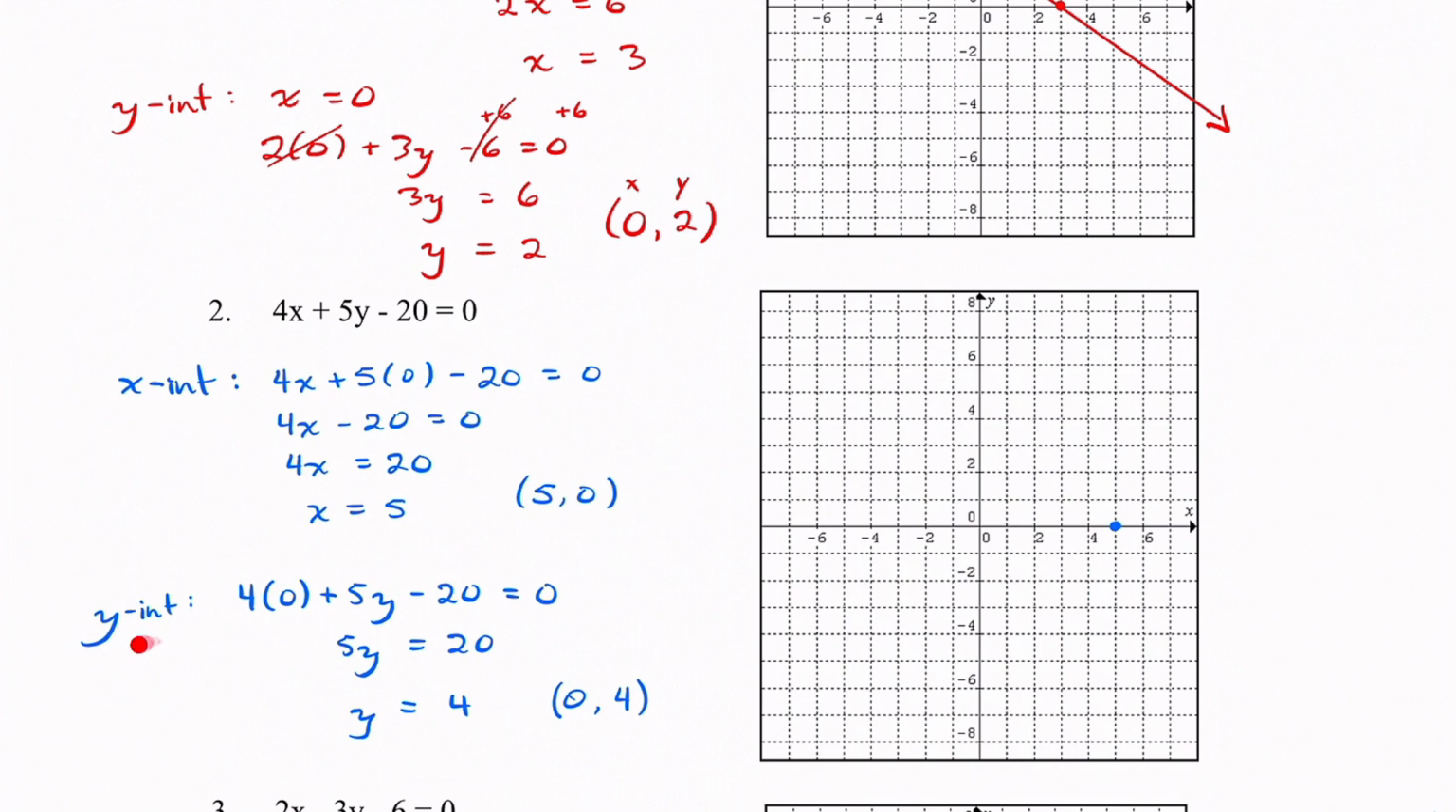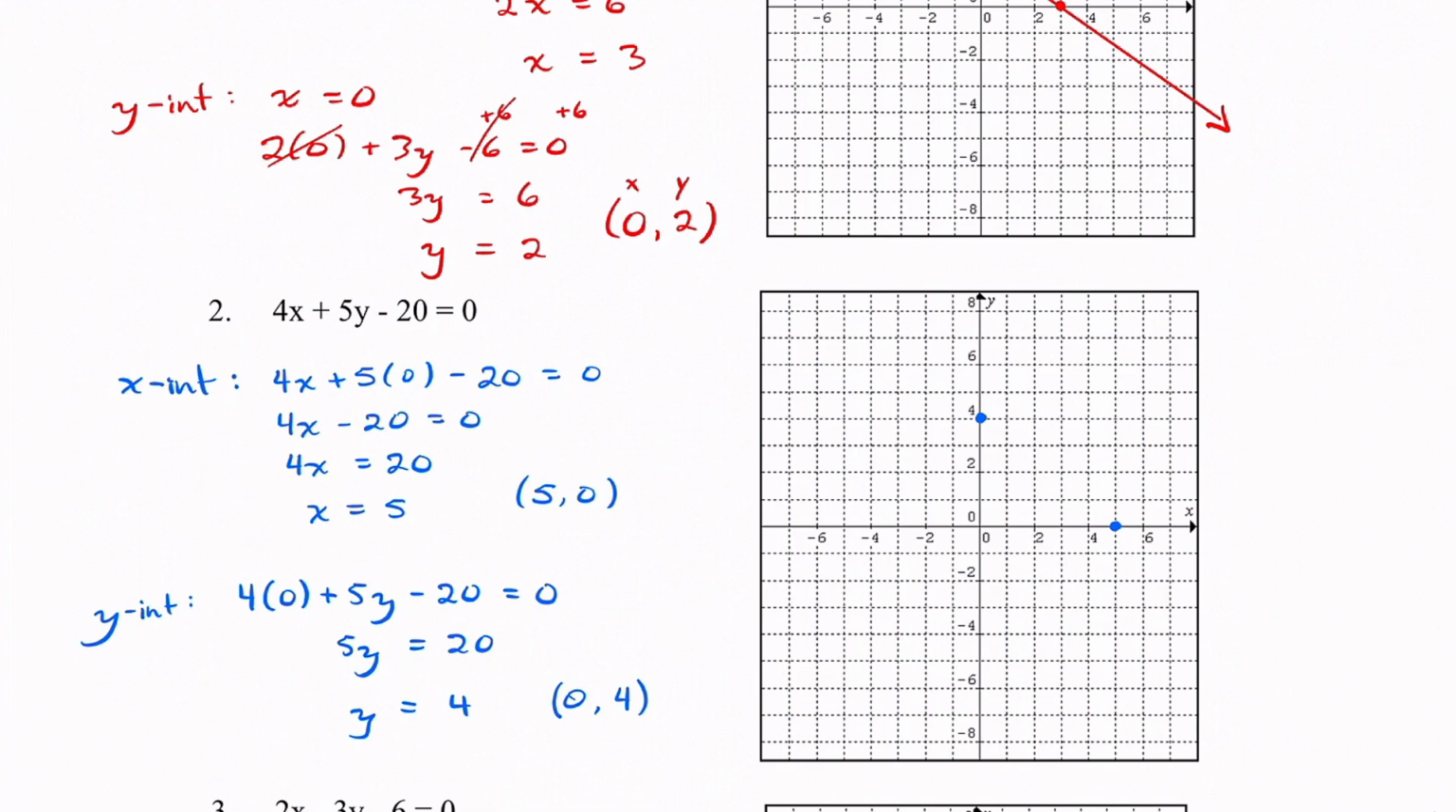Then for our y-intercept, that's when x equals 0. So now this is going to be a 0. So we're going to have 4 times 0. So 4 times 0 plus 5y minus 20 equals 0. 4 times 0 is going to be gone. So we just have 5y. And this minus 20, when I move it over, it's going to be positive 20. And then divide both sides by 5. So we get y equals 4. So when x is 0, the y is 4. So let's plot that point. We're going to be at 0 and 4.